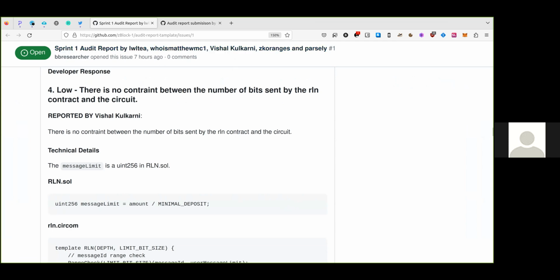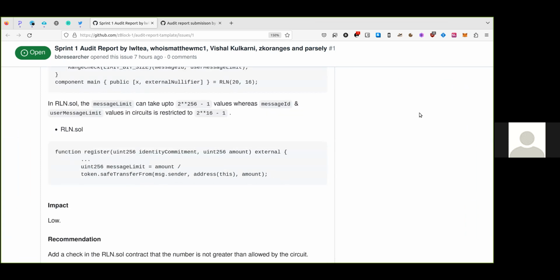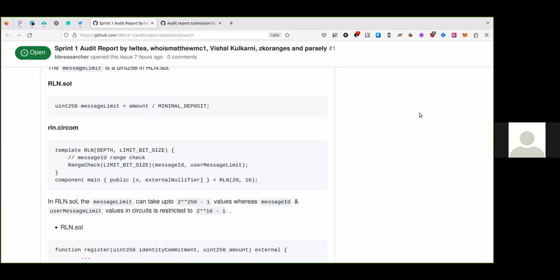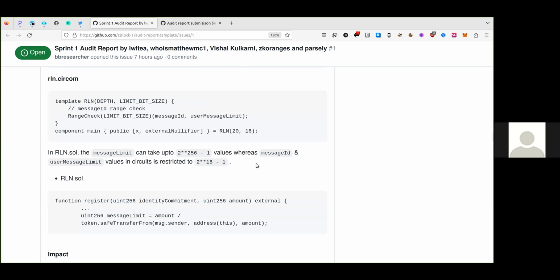And then Visual mentioned that between the contract and the limit size and the depth, although they are constrained, you can still send in a uint256 value. I'm not sure if you want to give more information, but you could possibly get a bigger number flowing into the circuit than anticipated.